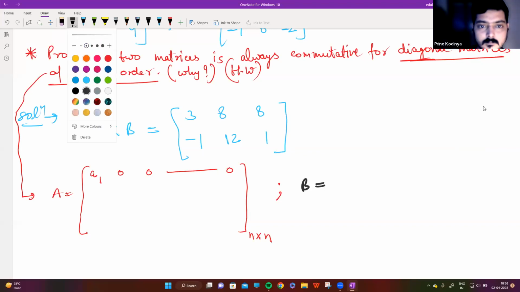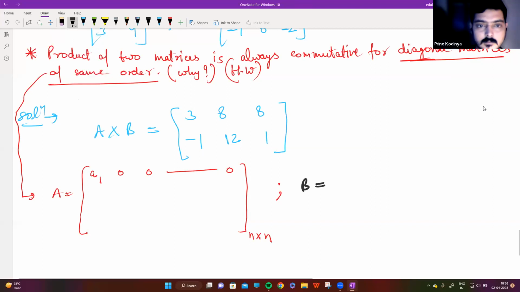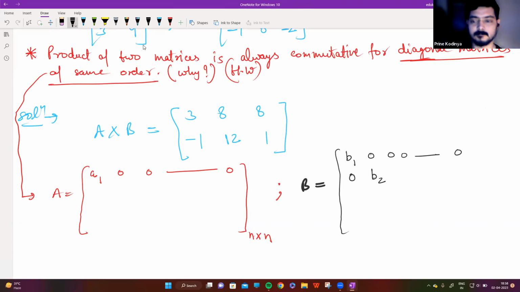So B is also an n cross n matrix. And B starts like this. Then the second row of B will be 0, B2. Now see, this will be the diagonal element. You can easily spot the diagonal elements if you know the basic rule for diagonal elements, which is the same row and same column. So this B2 belongs to the second row and second column.